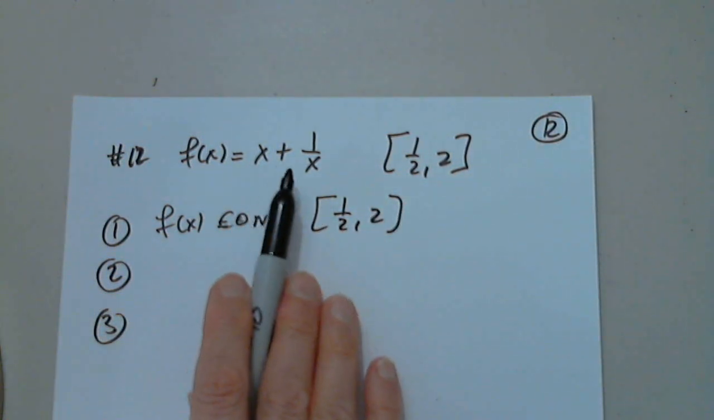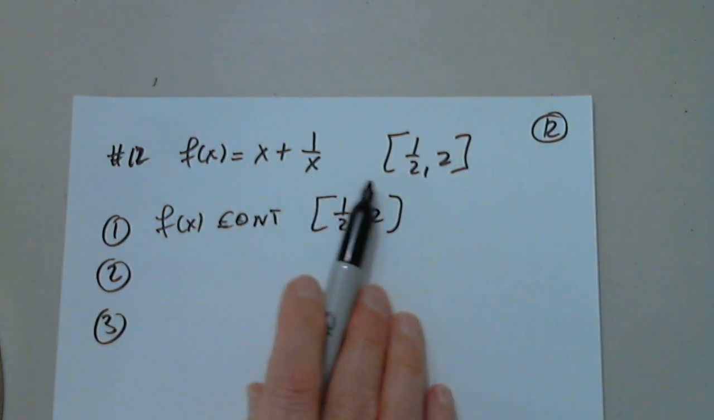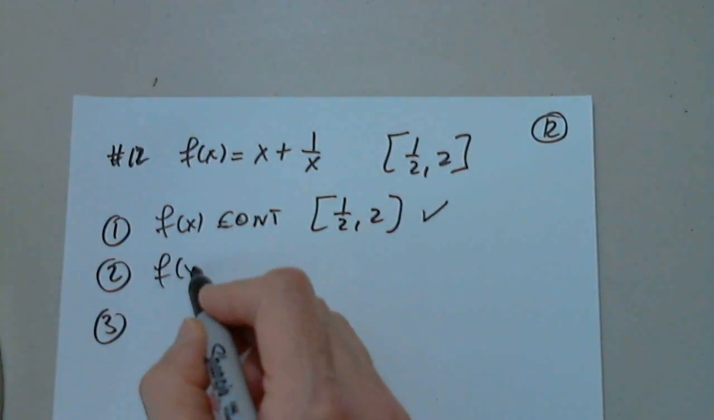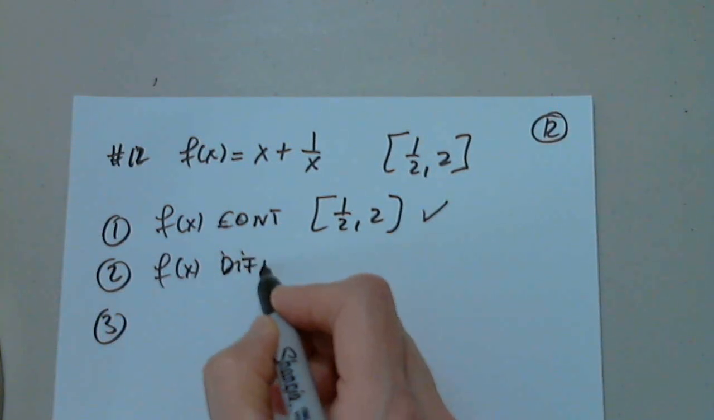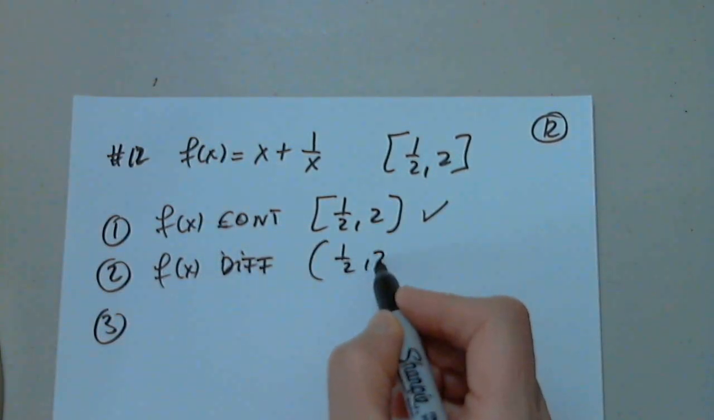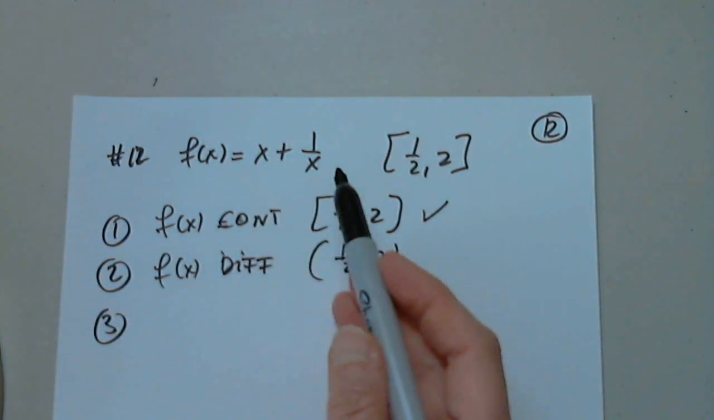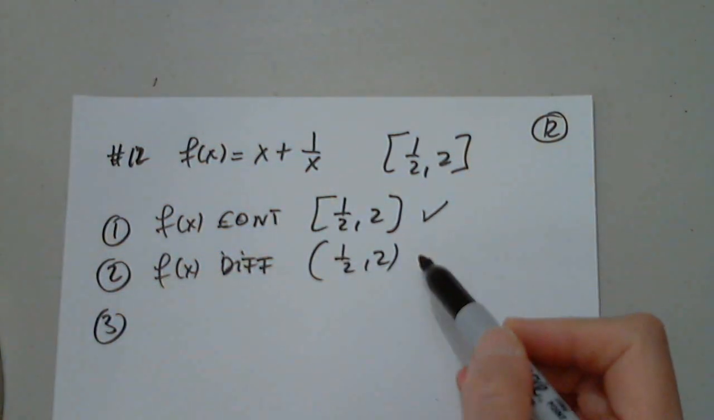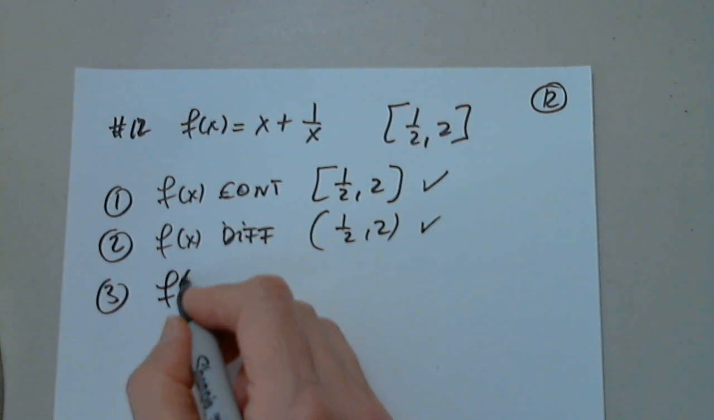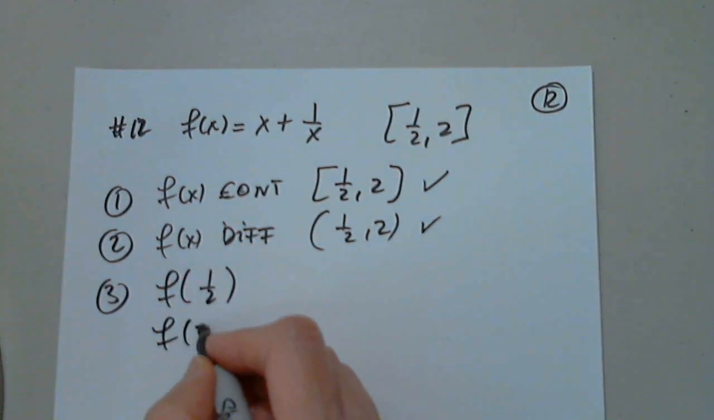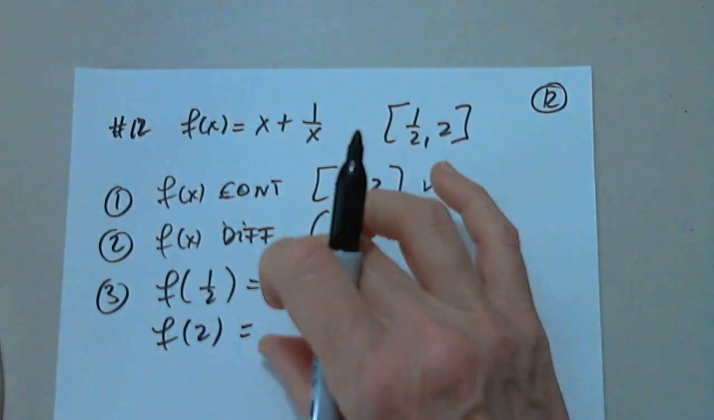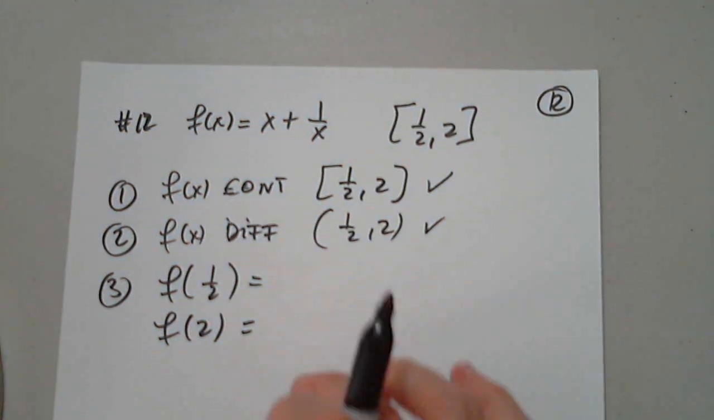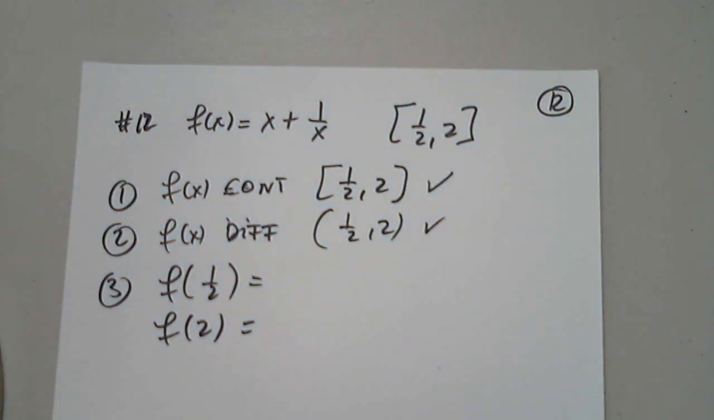Yeah, this is continuous everywhere. 1 over x is not continuous at 0, but it's continuous everywhere on our interval. Yes. Is f of x differentiable on the open interval? Yes, this is differentiable everywhere except at 0, but 0 is not here. Now I have to find f of 1/2, and I have to find f of 2. If I do not get these two to be equal to each other, then I'll say Rolle's theorem is not applicable. If they are equal to each other, then I'll continue.